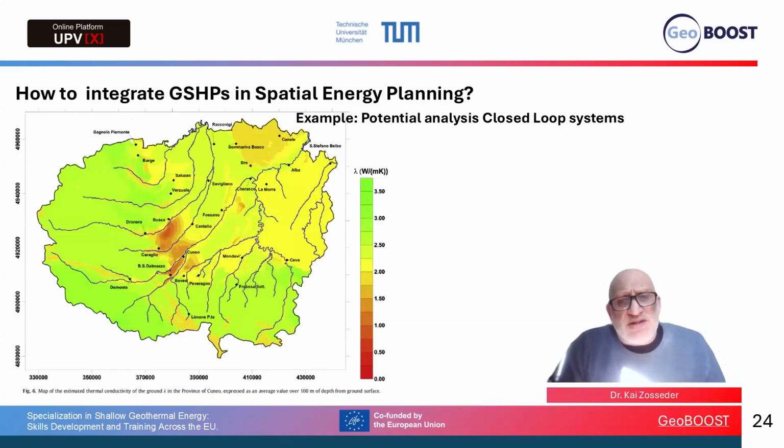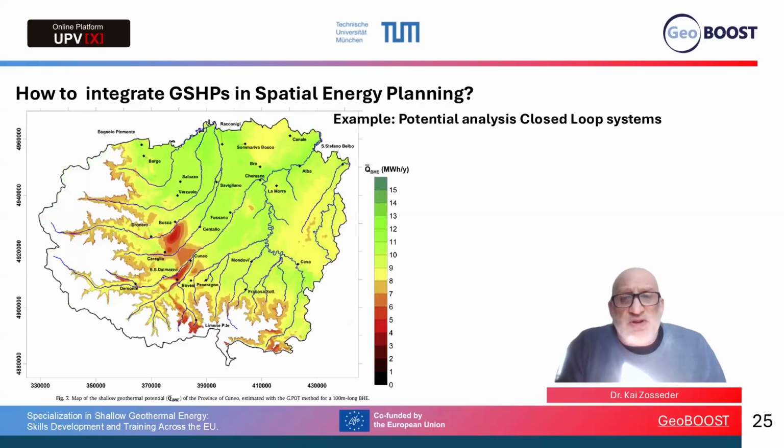This is one example of an area in Italy where you see this is the thermal conductivity, and the thermal conductivity is one key parameter to assess here the potential for borehole heat exchangers. And then with this methodology and with these parameters, you can assess the potential, what you see here now in megawatt hour per year. And this is the potential for the specific area in Italy.